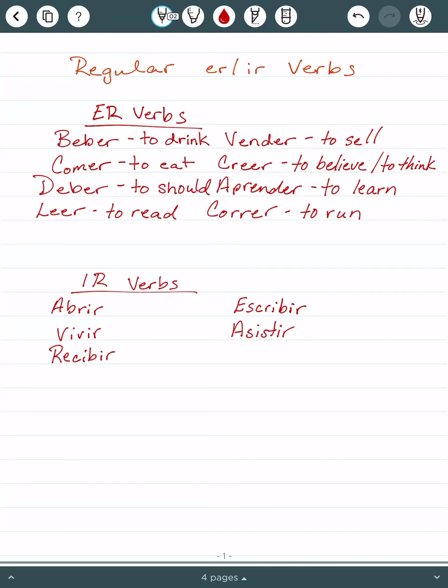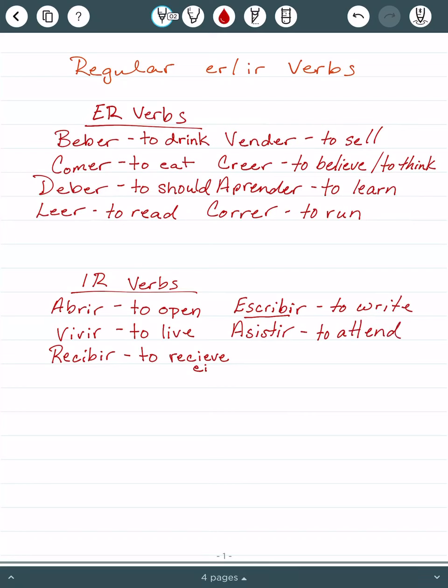Then you've also got 5 IR verbs in this chapter. Abrir, which is to open. Vivir is to live. Recibir is to receive. I don't know if that's IE or EI. I don't know. I teach Spanish, not English. Escribir, that word's related to scribe. Escribir is to write. And asistir, it looks like to assist. It is not to assist or to help. It's to attend, like to attend school. So that's where you start.